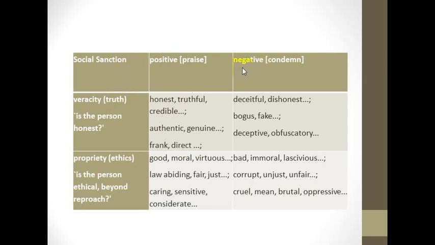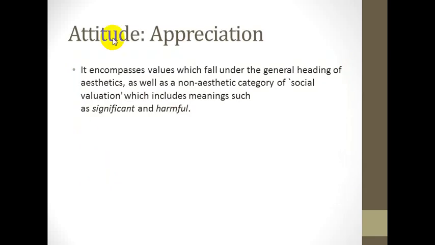And also the negative veracity, for example, dishonest. And the next one is propriety. It is about whether someone is ethical or not. For example, good, caring, sensitive can be called as positive propriety, positive social sanction, positive judgment, positive attitude, positive appraisal. And in the opposite is bad, immoral, corrupt, cruel. Those are negative propriety, negative appraisal. Okay, and the next one, the last part of attitude is appreciation. So the examples are like significant. If you say something is significant, it means positive. But when you say something is harmful, it means negative appraisal.